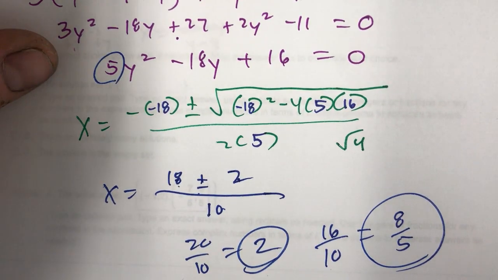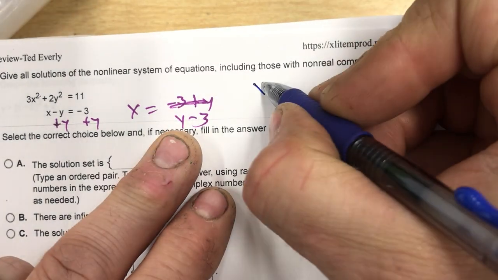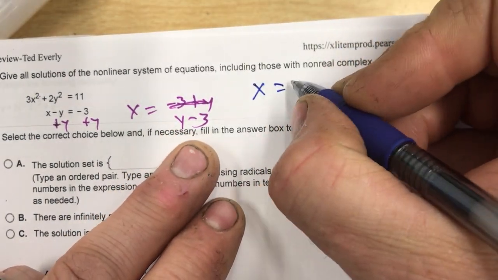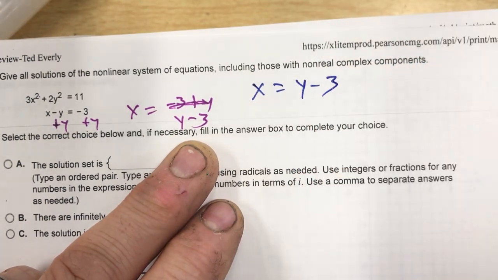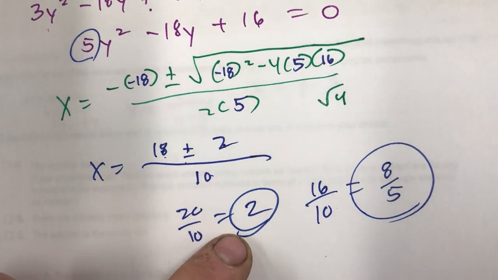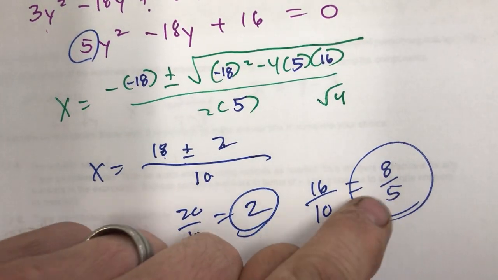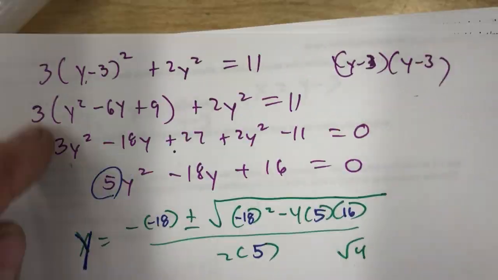Now, let's go back to right here. This was y here. These are y's. So y is 2, y is 8/5, not x. I just put x here accidentally. This should have been a y. I made a mistake there. These are all y's.